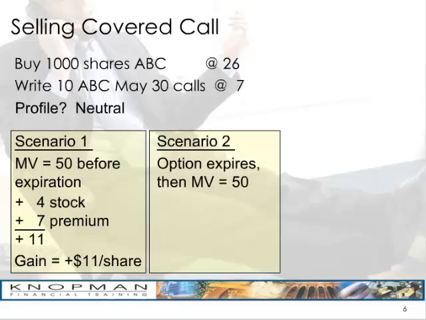In the second scenario, let's say the option expires and then the stock goes up to 50. So now the option is gone. It expired, and then the stock goes up to 50. Well, that's great because now we get all the upside on the stock. Right, we bought the stock for 26. It's worth 50. We make $24 on the stock, and we made the premium. So the second scenario is the best scenario.